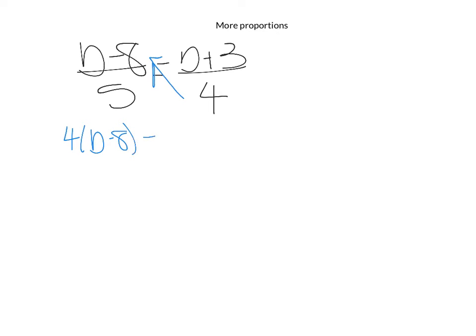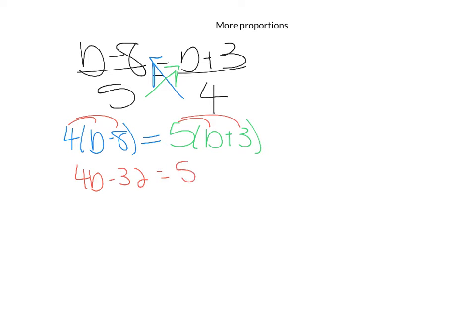And you have to be really careful and make sure you multiply 4 times the b and the 8, so using the distributive property. And then the same thing's going to happen on my other diagonal. We have to take 5 times b plus 3. And now once we get to this point, we're going to go ahead and distribute the 4, get 4b minus 32. We're going to distribute the 5 and get 5b plus 15. And we can go ahead and solve this as a normal equation.